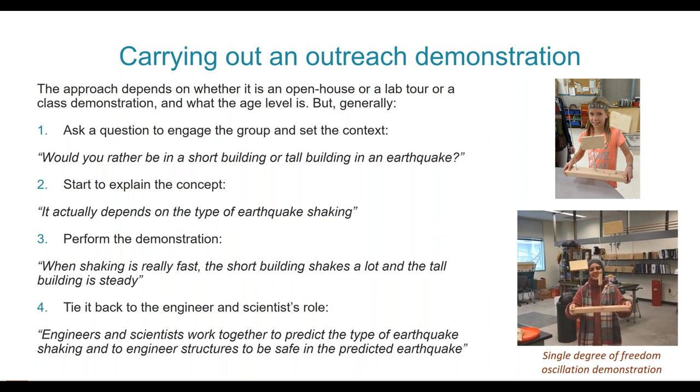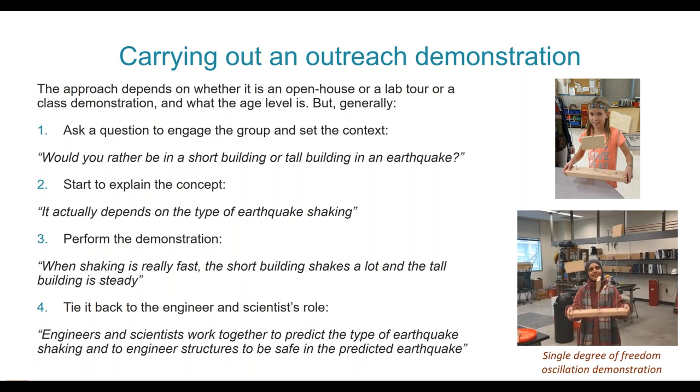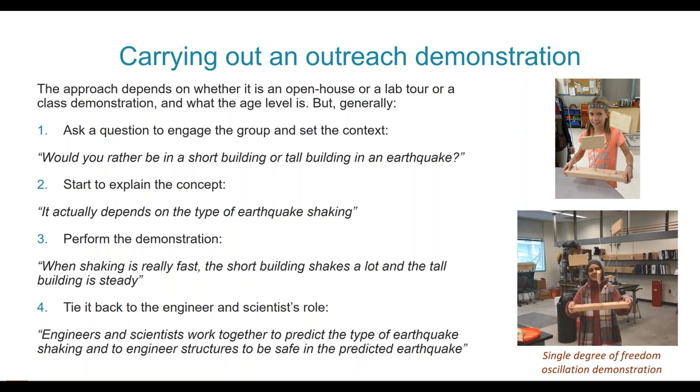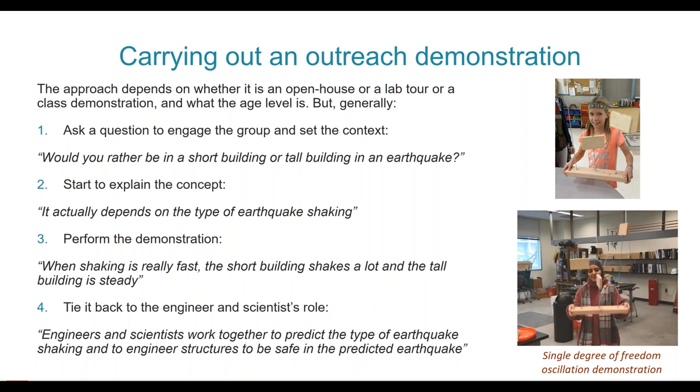Well, it actually depends on the type of earthquake shaking. Then you can pull out the single degree of freedom demonstration and show that when shaking is really fast, like a high frequency earthquake, the short building shakes a lot, while the tall building is nice and steady. Conversely, in a very low frequency earthquake with large swaying motions, that tall building is shaking quite a bit, while the small building is quite steady.